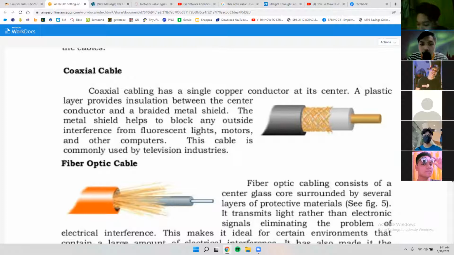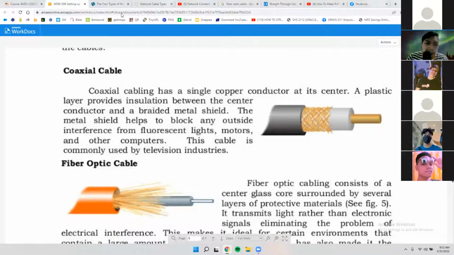So, single copper conductor as its center, a plastic layer provides insulation between the center of the conductor and the braided metal shield. So, it helps to block any outside interference from fluorescent light, motor and other computers. So, yun yung purpose, yun yung sa UTP. Okay? Which is hindi siya sensitive. Ito rin sa coaxial, no? So, yung insulation to block any interference. Okay? So, this cable is commonly used for television industries. Ito na, pinaka-common na siya ngayon.